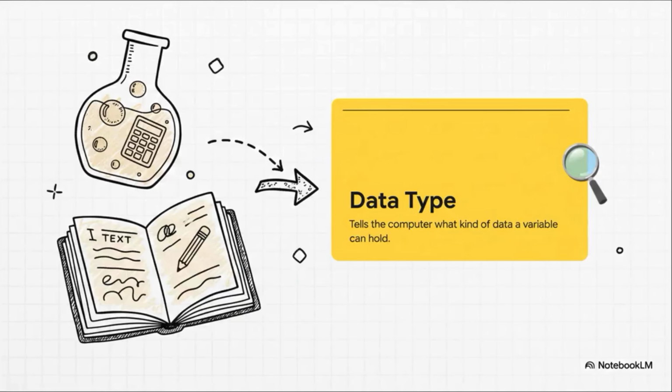All right, our next tool is the data type. So if a variable is the box, the data type is like a label you slap on the outside of the box that says numbers only or text only. It tells the computer exactly what kind of information is allowed to go inside, which is absolutely crucial because computers handle numbers and text in completely different ways.